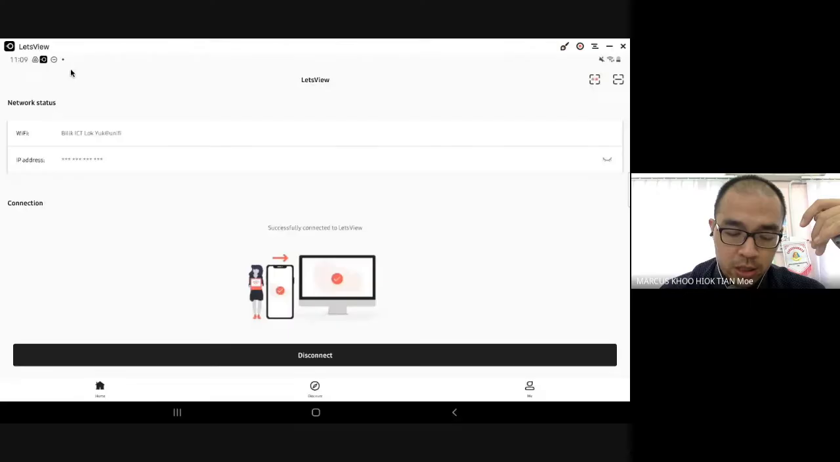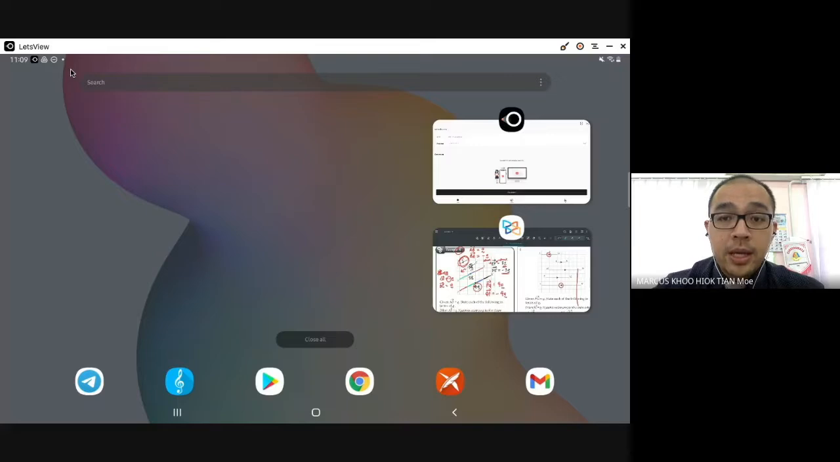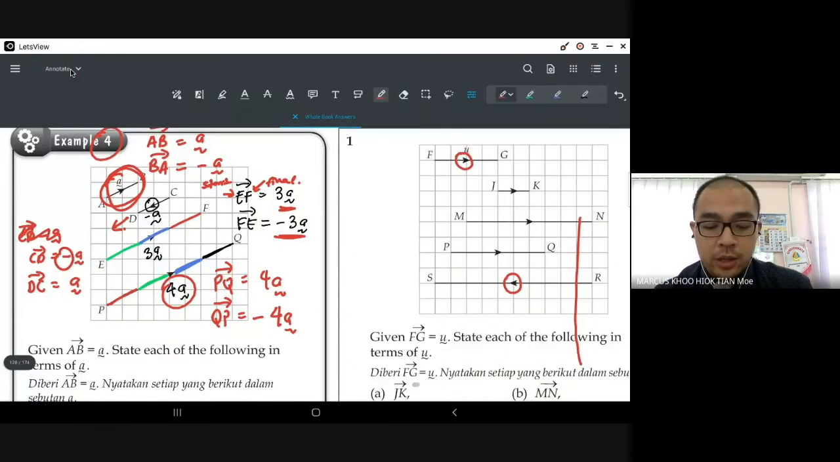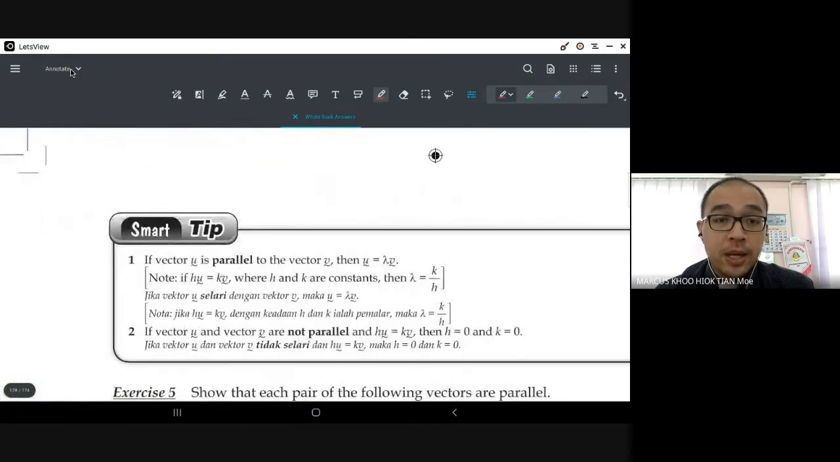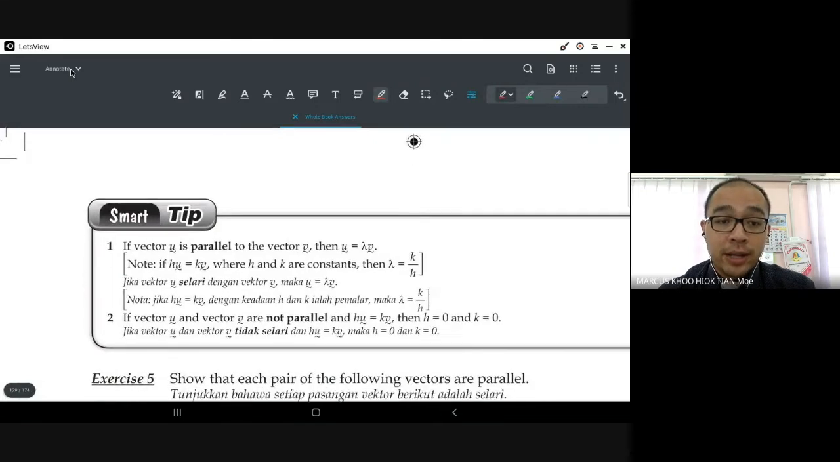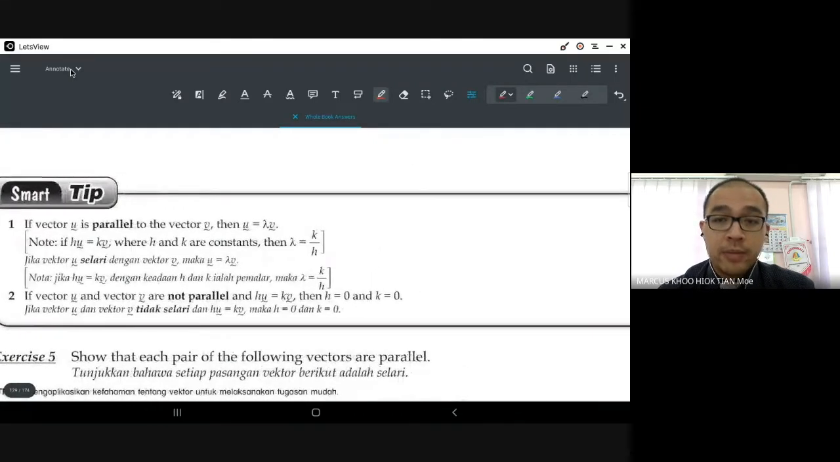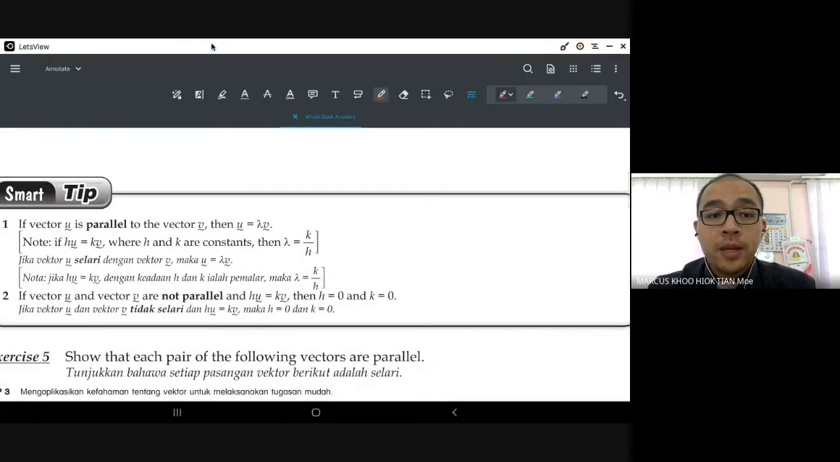So today we're going to look at another part of vectors, which is parallel vectors, parallel and non-parallel vectors. So here are a little bit of notes for you all. Let's say you have two vectors.